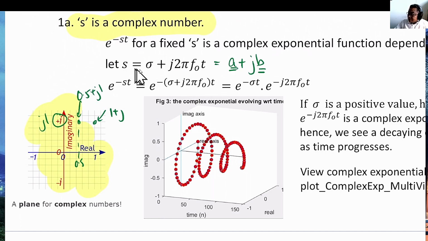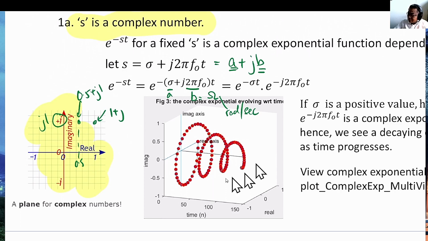Once I have fixed the value of s, I can substitute into e minus st. So we just put this is a again, and this is jb. So b is 2 pi f naught. Typically, b we can also write as omega, and omega has a unit of radian per second for the continuous time part. We can then break this exponential into two parts, e minus sigma t multiplied by e minus j 2 pi f naught t.